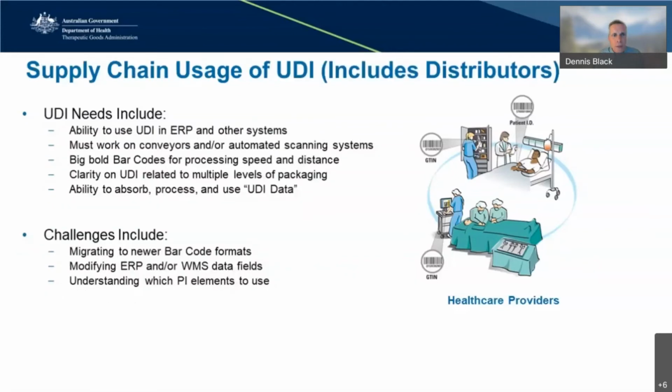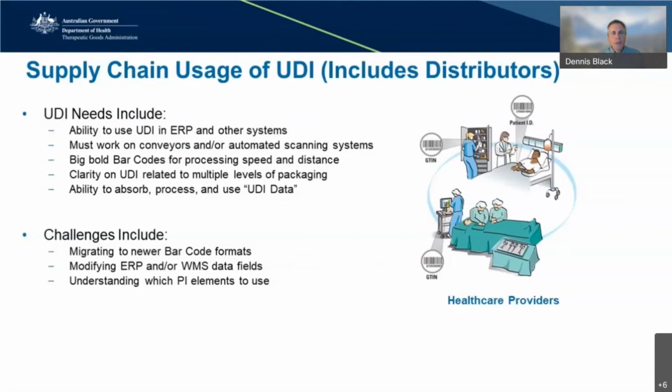Another example is when we think of supply chain usage of UDI, and this includes the distributor. So when I say supply chain, I mean everything the device manufacturer does when they ship that product, whether it's going to be shipped directly to the distributor or whether it's going to go to the healthcare provider. But there are some different considerations.